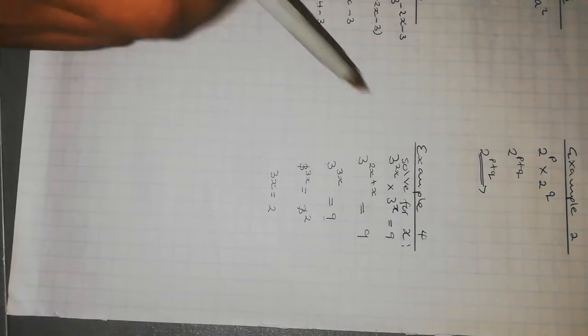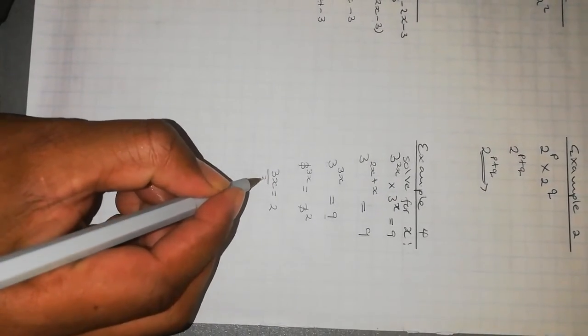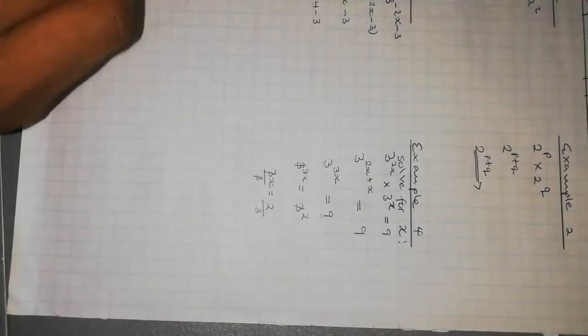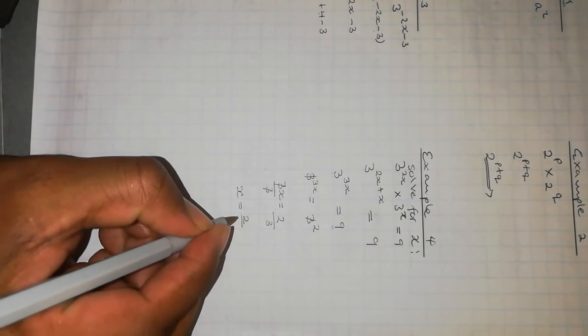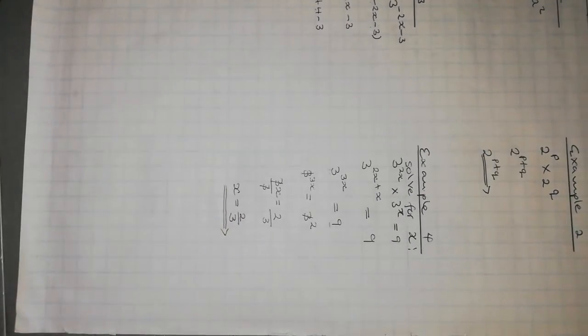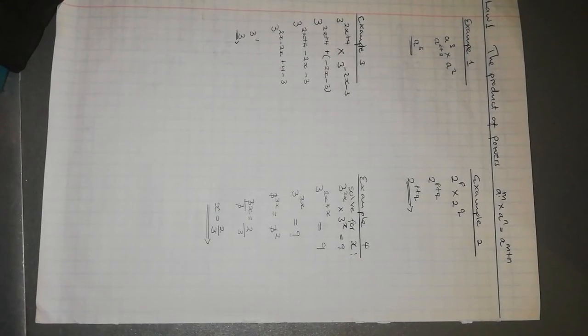Since they say solve for x, we're going to divide both sides by 3. 3 there, 3 there. Then this one goes. Then we're left with x is equal to 2 over 3. That is our final answer. Thank you very much for this lesson. We're going to catch up tomorrow for another law, which is law number 2.